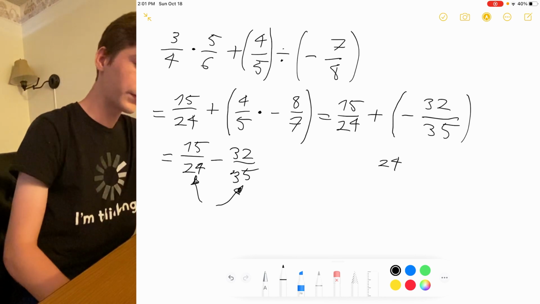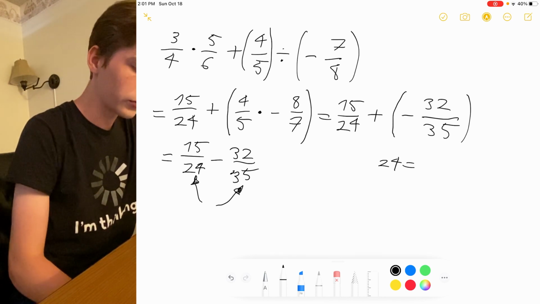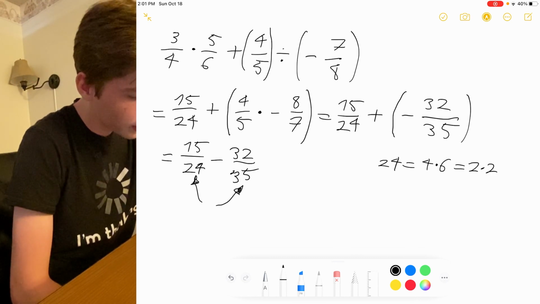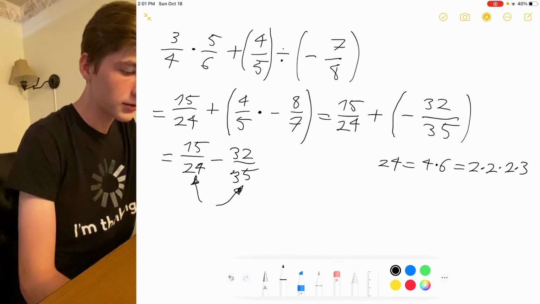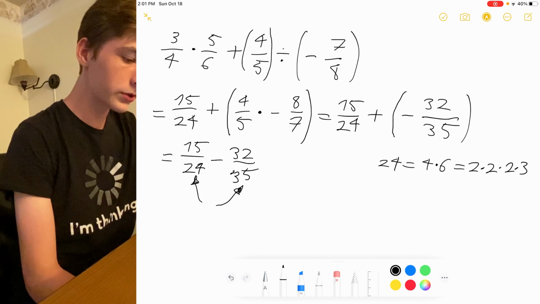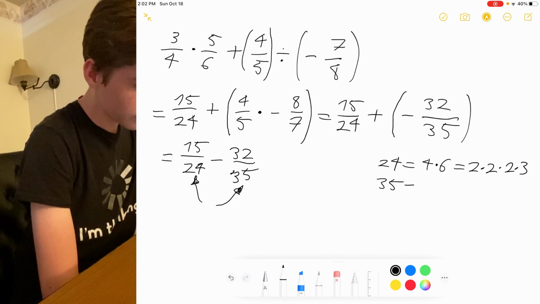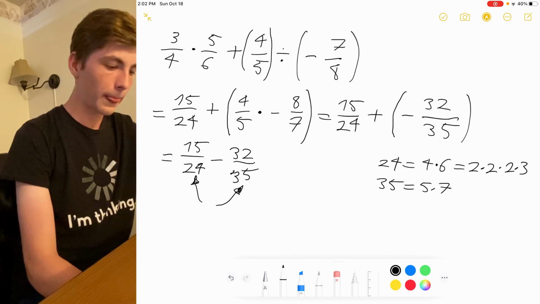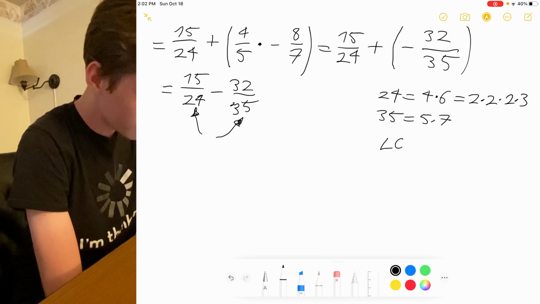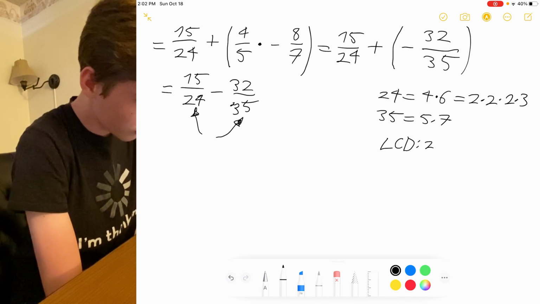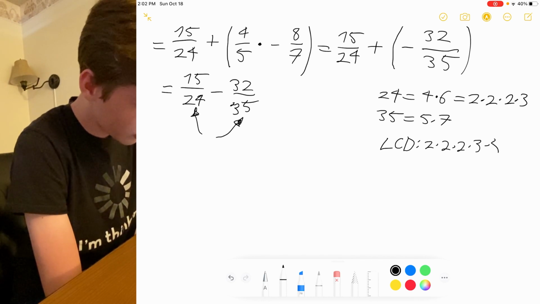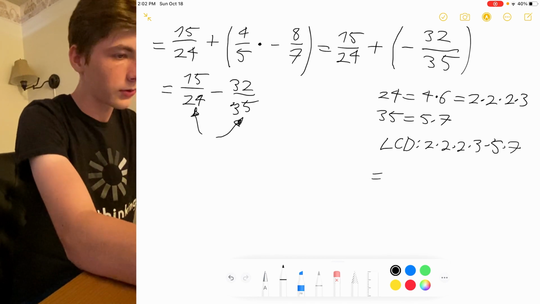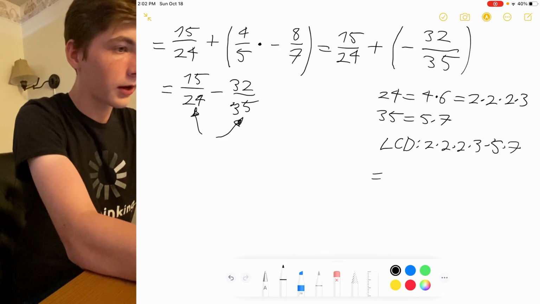So first of all, 24 is equal to 6 times 4, or I'll write it as 4 times 6 so that it works in order here. 2 times 2 is 4, and then 2 times 3 is 6. So 24 is 2, 2, 2, 3. And then we have 35, which is 5 times 7. Those are both primes. Okay, so now we just combine these into the LCD. So we're going to have three 2s, one 3, one 5, and one 7, which turns out to be the same as 24 times 35, which is 840.